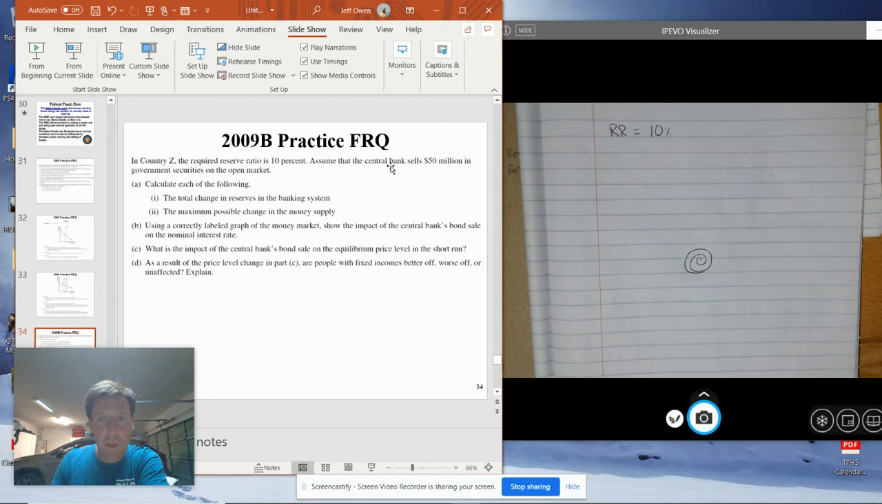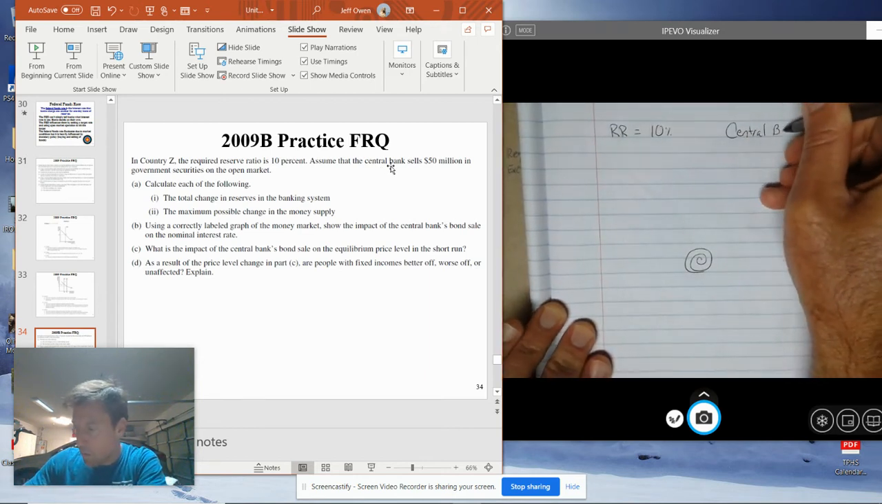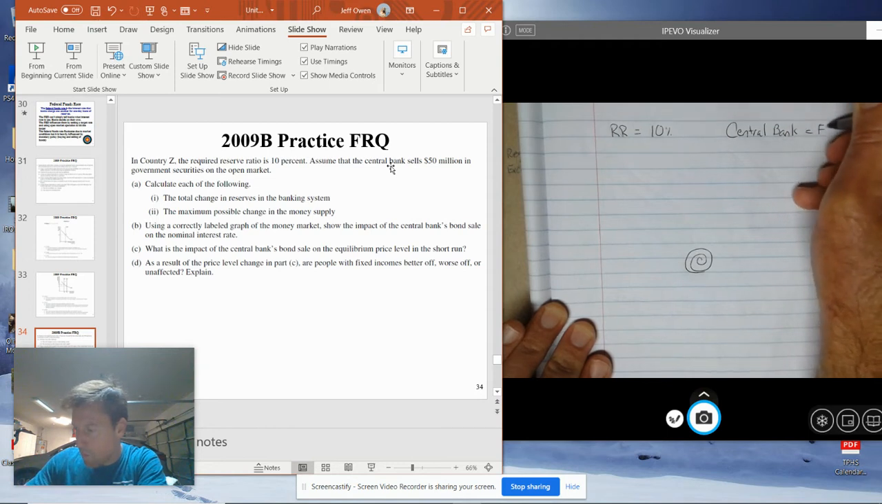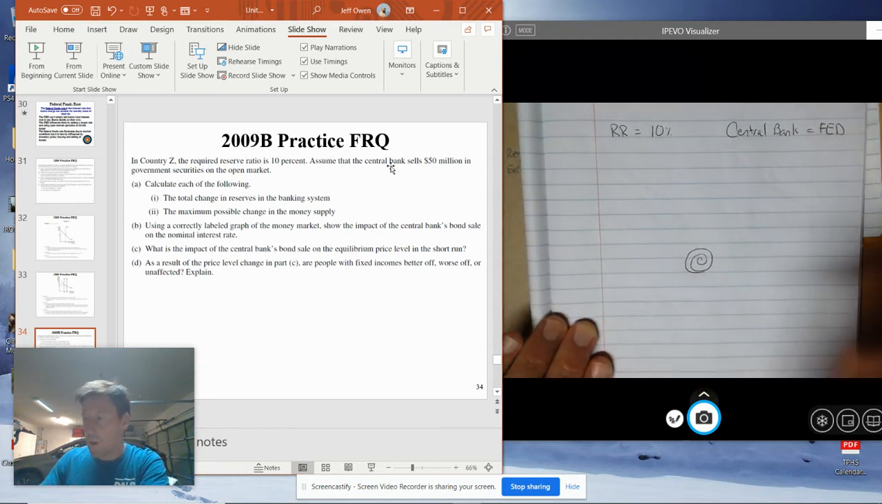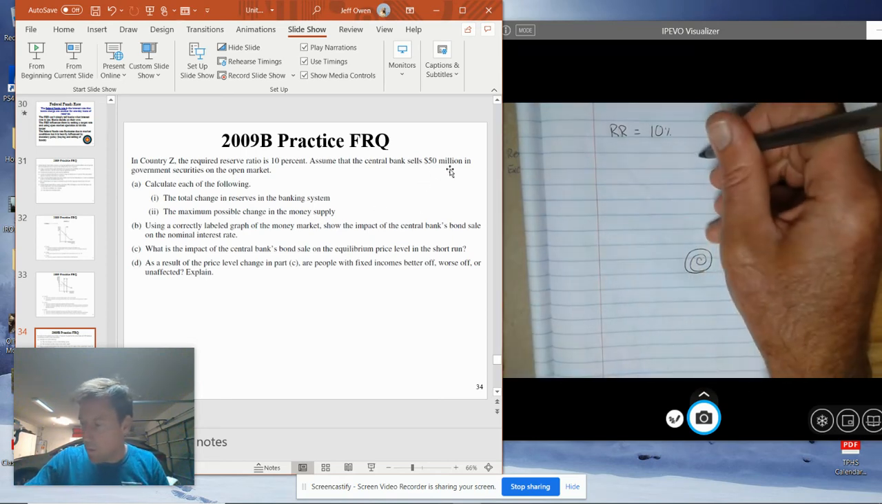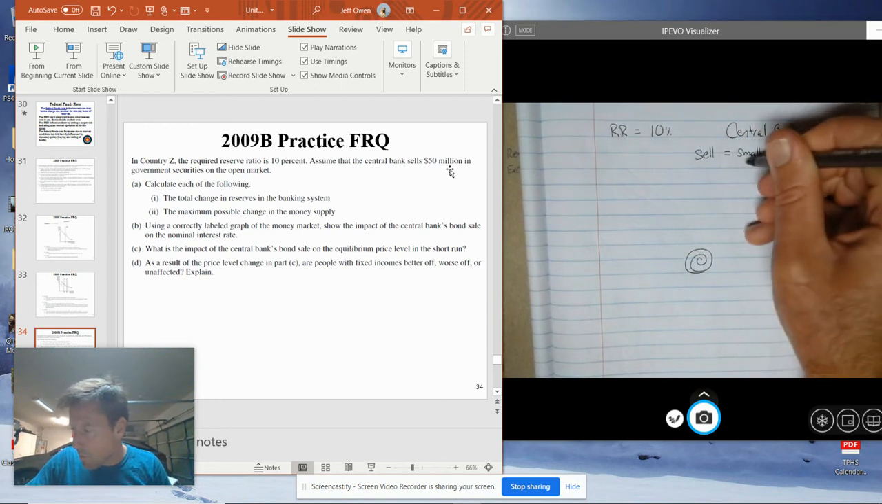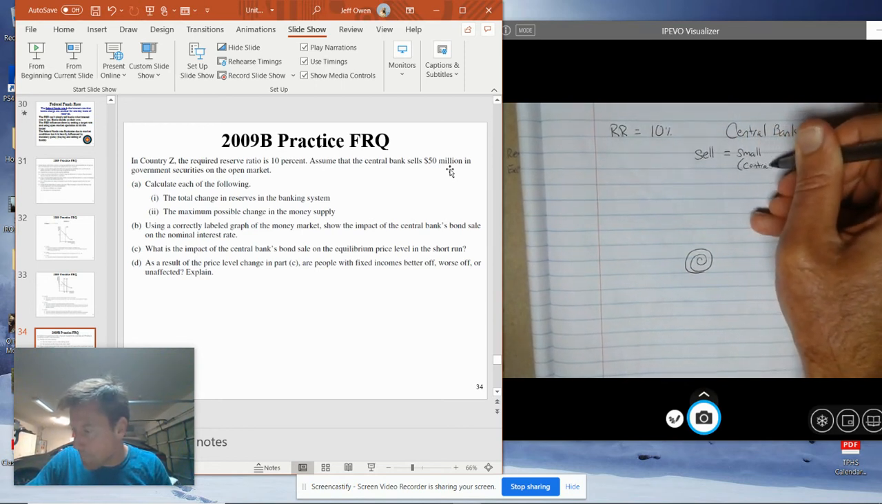A central bank is the same as the Fed. Central bank equals Fed. We don't have to always be so American-centric. If we were living in Europe, the EU, they have their own central bank. Every country has its central bank. So don't be confused when you see central bank. If the central bank is selling bonds, well, we know sell equals small. So this is a contractionary monetary policy.